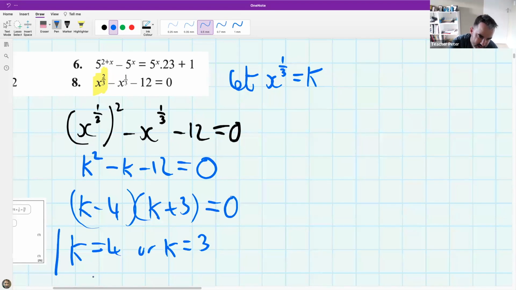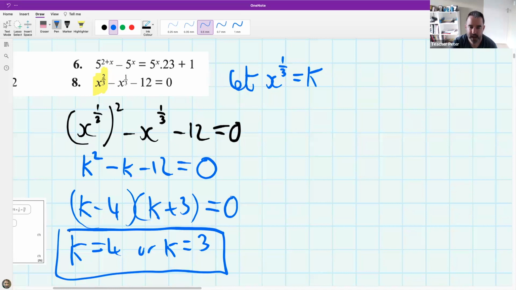I get that k is equal to 4 and k is equal to 3. Now, I'm still not done because I need to find what x is. But I want you to try and find what x is using this. Isn't it minus 3? Oh, you are quite right. I made a silly mistake there. Thank you for picking that up, Siamtanda. And thank you, I see Amy also picked that up.